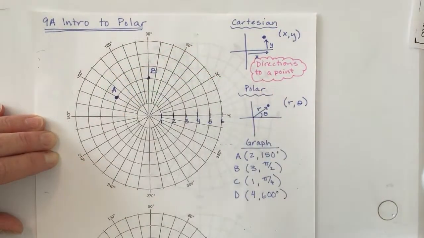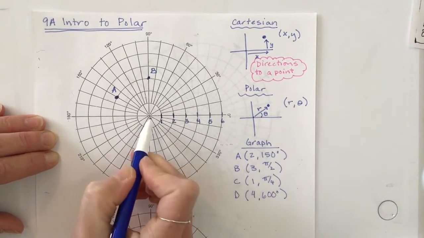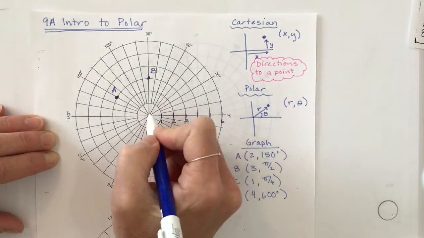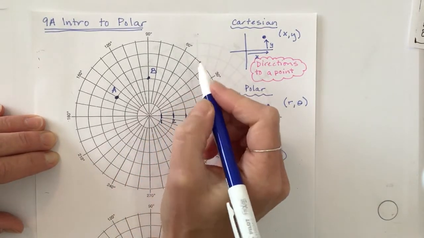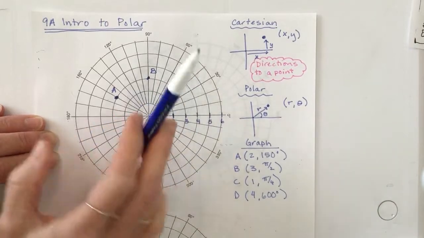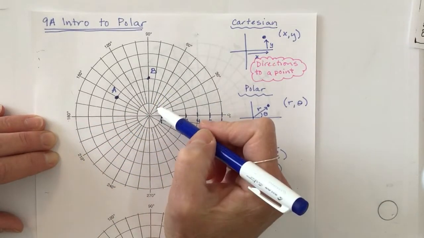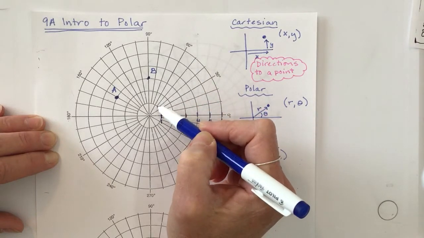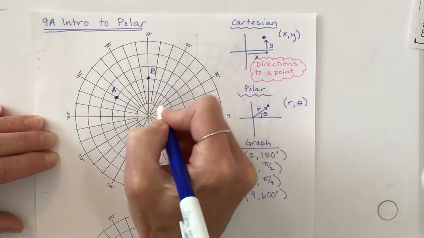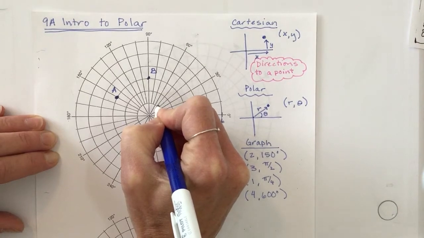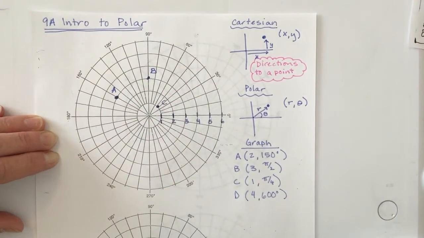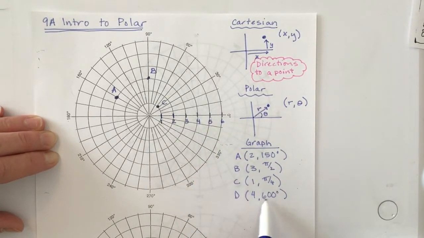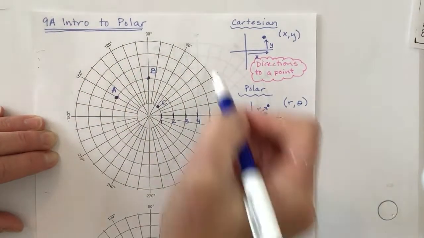B. C is only on the 1 right here, and it is pi over 4, which we know is 45 degrees. So this one's kind of weird because 45 degrees isn't a line on here, but we know it's exactly halfway in between 0 and 90. So it is right here, see? And D is out here at 4, but it's 600 degrees. So what do we do with 600 degrees? It's obviously not on here.